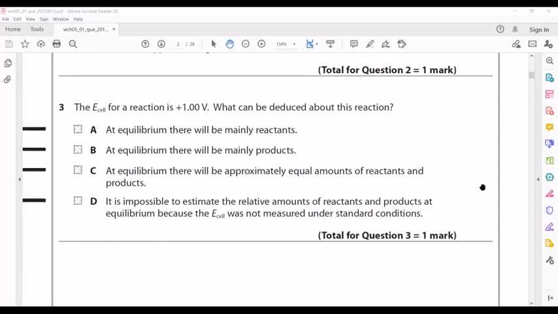Question 3. Electrode potential for a cell is 1 volt. What can be deduced about this reaction? So equal, because a high positive electrode potential means the reaction is feasible.